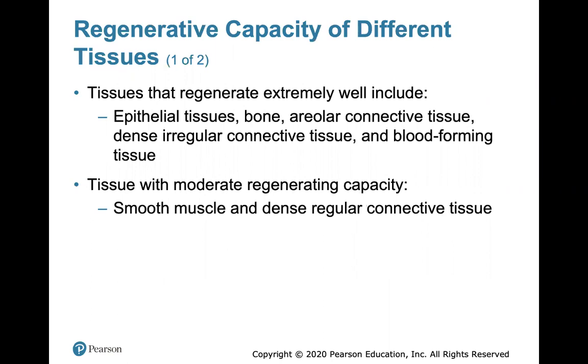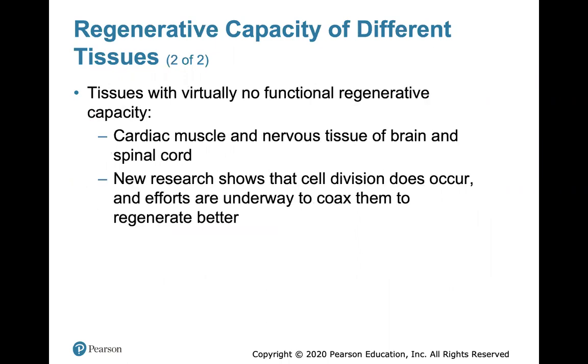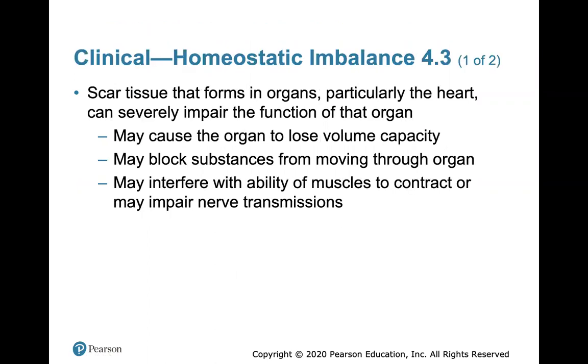Tissues that regenerate extremely well are your epithelial tissues, your bone, dense irregular, and blood-forming tissue, and tissues with moderate regenerative capacity are smooth muscle and dense irregular connective tissue. Tissues with virtually no functional regenerative capacity are cardiac muscle and nervous tissue, the brain and spinal cord. New research shows that cell division does occur and efforts are underway to coax them to regenerate better, many times if the person has some sort of cardiac damage.